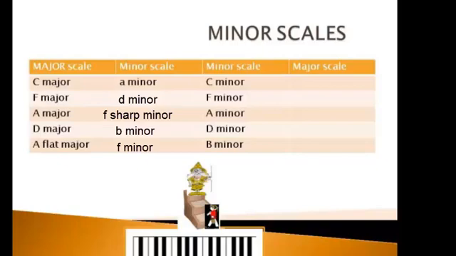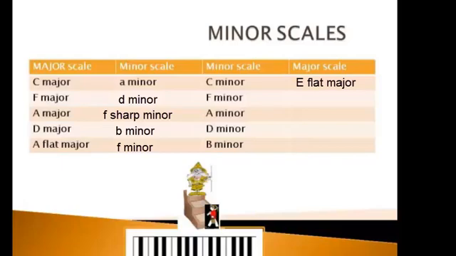Now let's go the other way. We'll start with some minor keys and figure out what the relative major would be. First we have C minor. With the minor keys you're going up 3 semitones, so C minor's relative would be E flat major.